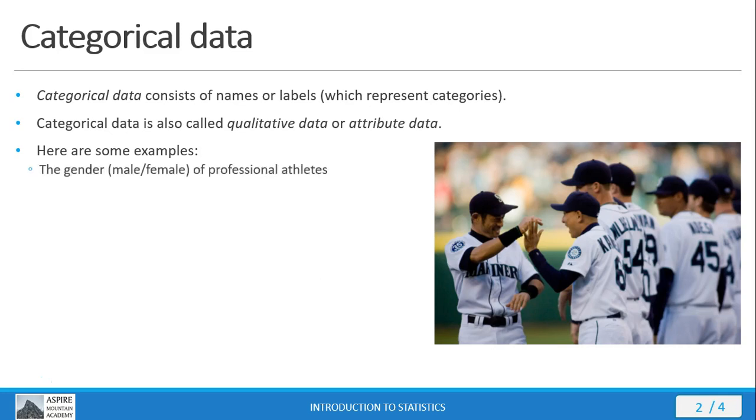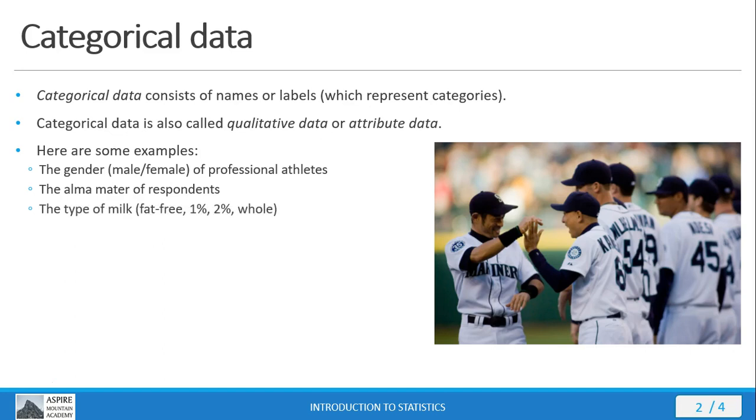First, the gender of professional athletes. It's not a numerical value, but a quality or characteristic. We describe qualities and characteristics with labels that make categories, so this is categorical data. The alma mater of respondents. Whatever school you attended, you know that names are going to be categorical data.